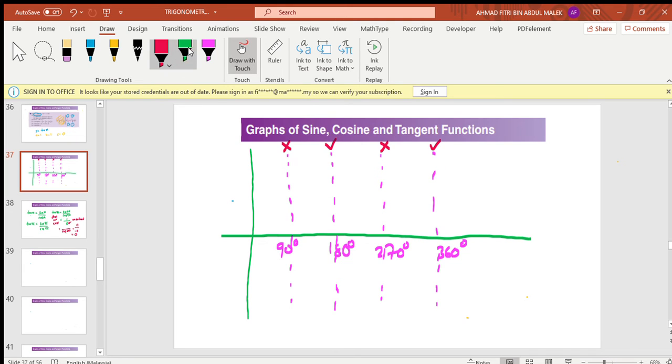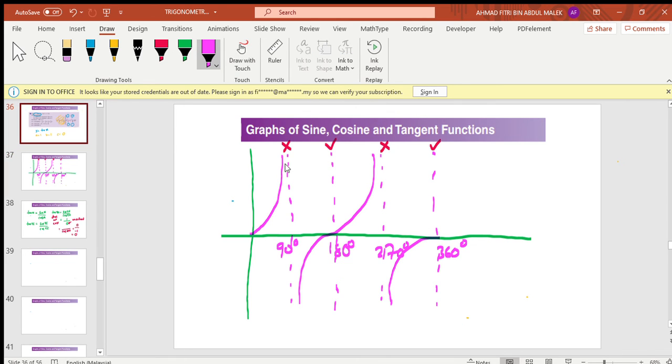So basically the shape of the tangent is just like this. You start from here, go close to the 90 degree asymptote, but it doesn't touch. Then start from the bottom and go to here, at 0 it touches, and then go here, it doesn't touch. Then start from 0 here. So that is the tangent graph, like this.